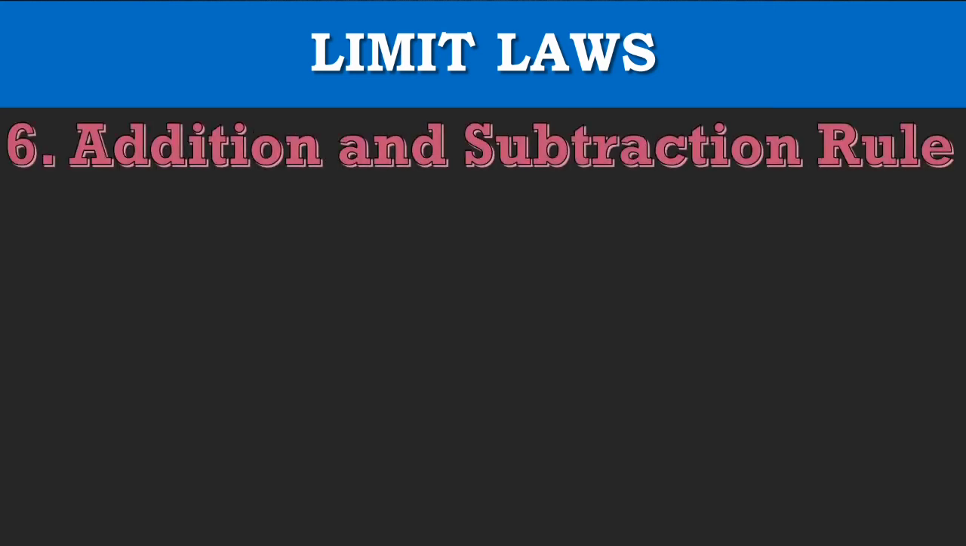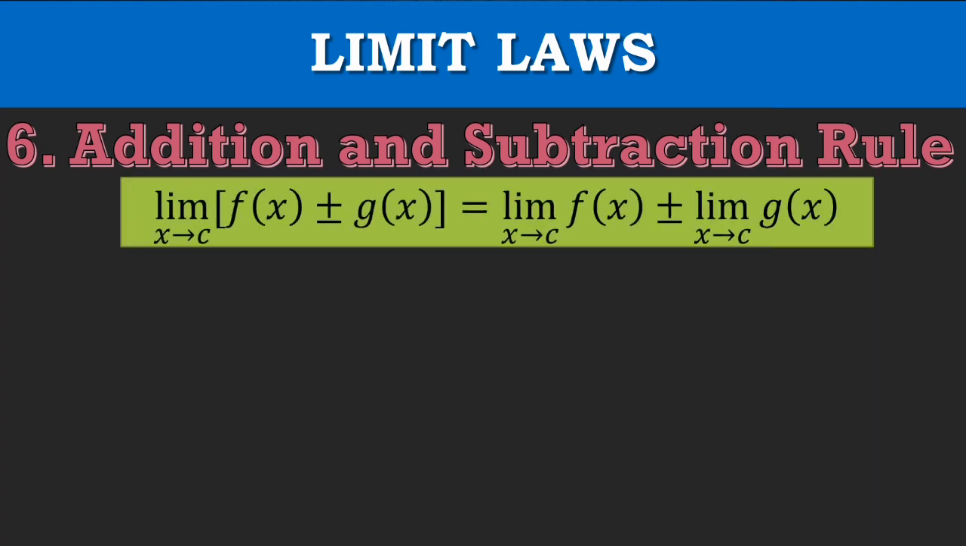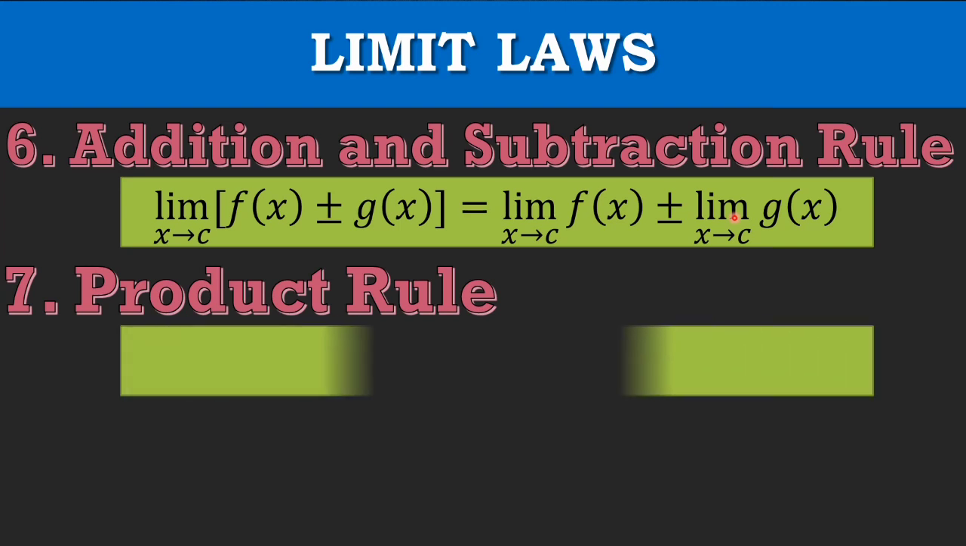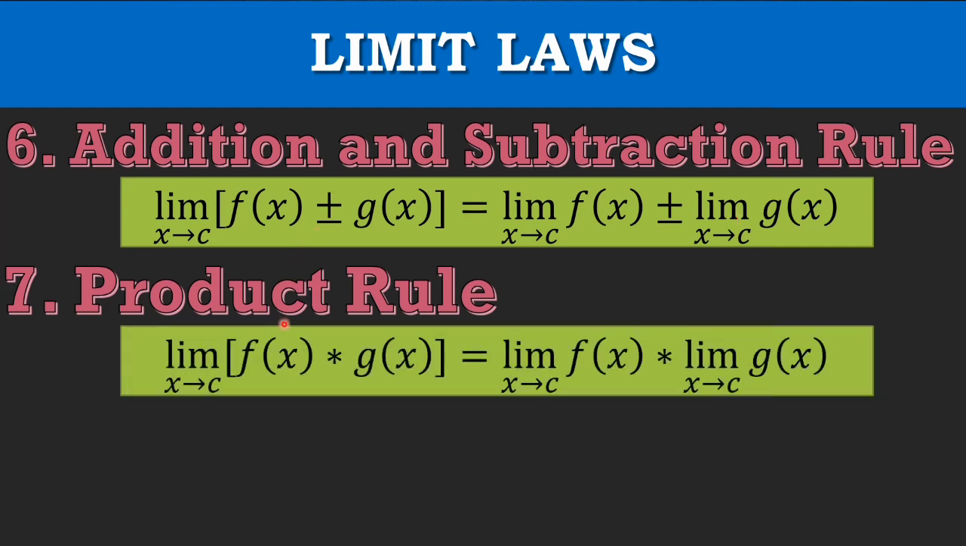Number 6, addition and subtraction rule. If limit of f of x plus minus g of x as x approaches c is equal to the limit of f of x as x approaches c plus minus the limit of g of x as x approaches c. Product rule, limit of f of x times g of x as x approaches c is equal to the limit of f of x as x approaches c times the limit of g of x as x approaches c. So by the way, yung g of x is also a function.